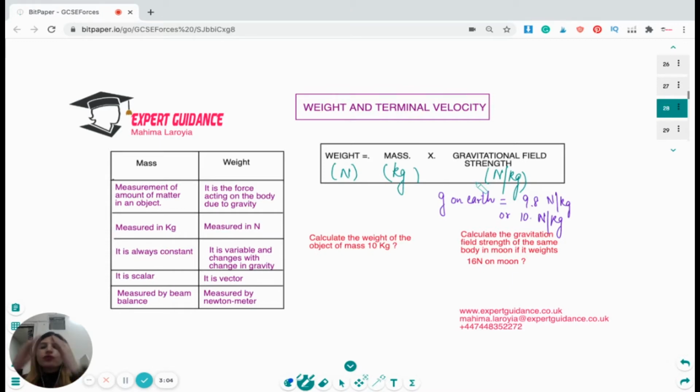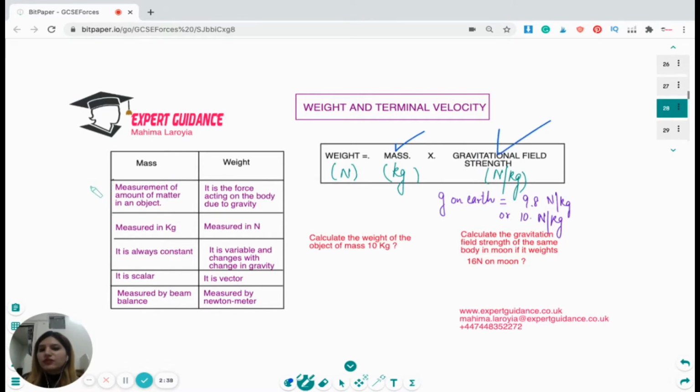The weight is the force acting on the body due to gravity. The mass and weight are different. Mass is nothing but the amount of matter in an object. So no matter whether you are on the Earth, on the Moon, or any planet, the mass of the object will remain the same. But the weight will not be the same because the gravity is different in all of these, and weight is the product of mass times the gravitational field strength.